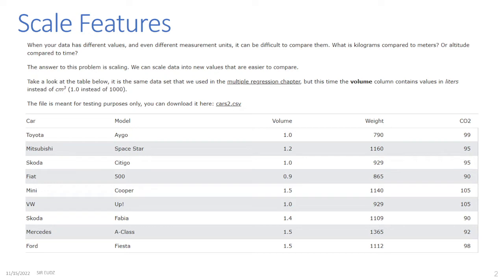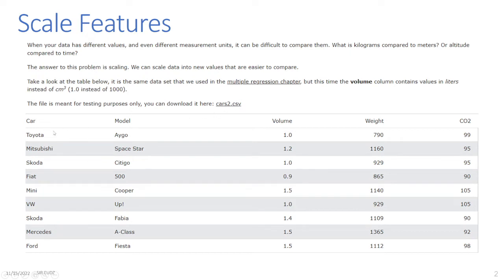When we scale data, we turn it into new values that are easier to compare. Take a look at the table below. It is the same data set that we used in the multiple regression chapter, but this time the volume column contains values in liters instead of cubic meters, so 1.0 instead of 1000. The file is meant for testing purposes only, and it can be downloaded from this link. I'll be providing this link in our video.